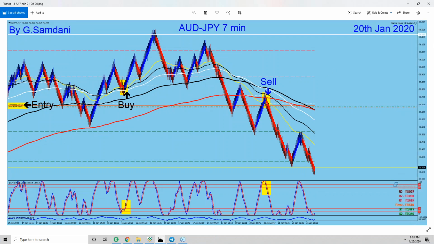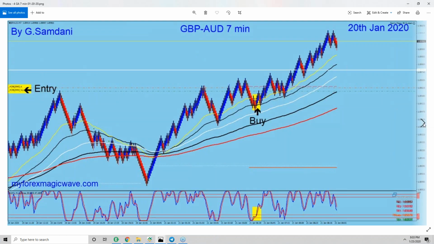And now this is also on the 20th, Aussie Yen, right? So you see the Yen dropping. Now Pound Aussie went up on the 20th. It's a buy order here.